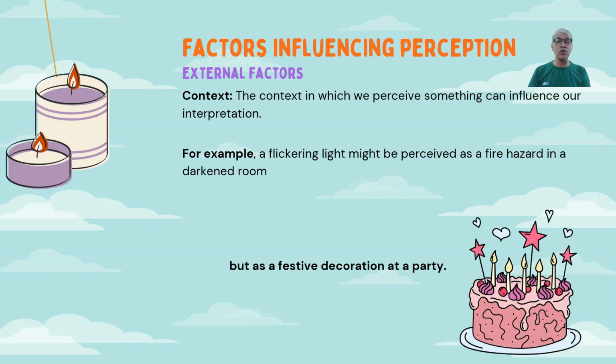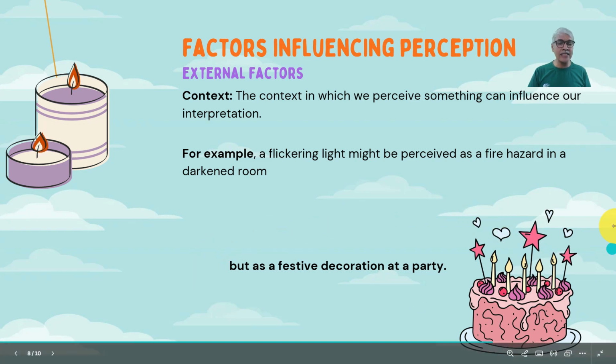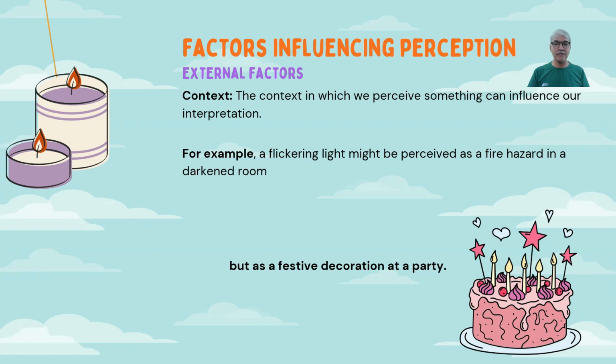The context in which we perceive something can also influence our interpretation. For example, a flickering light might be perceived as a fire hazard in a dark room, but the same candle in a brightly lit room can be a sort of festive decoration at a party.